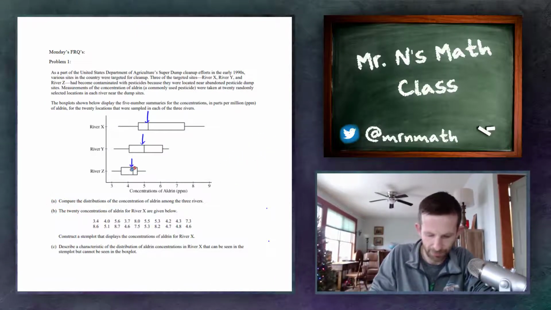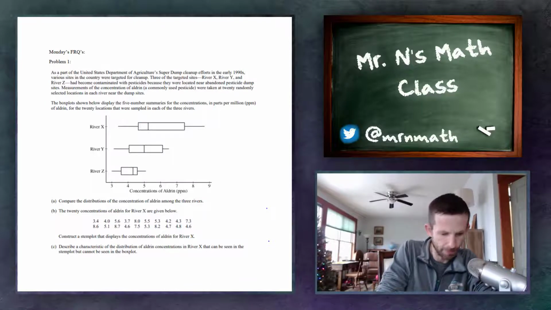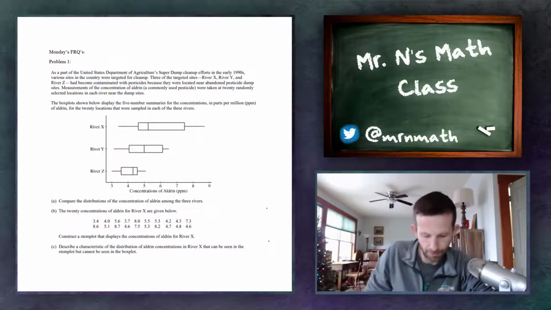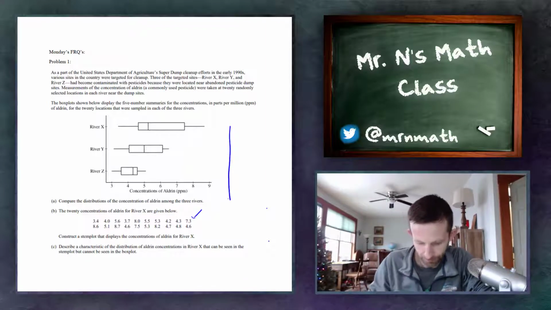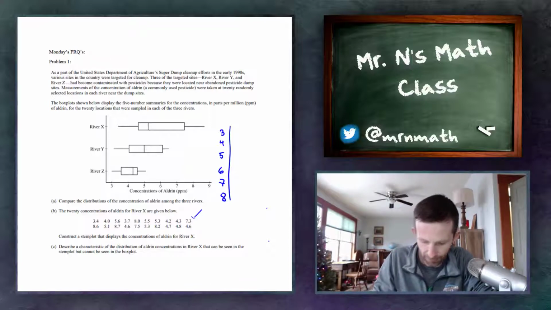All right, so next question. Construct a stem plot that displays the concentration of aldrin for river X. And it gives us the concentrations. All right, so stem plot. We're going to start with 3, 4, 5, 6, 7, 8. All right, so we have 3.4.